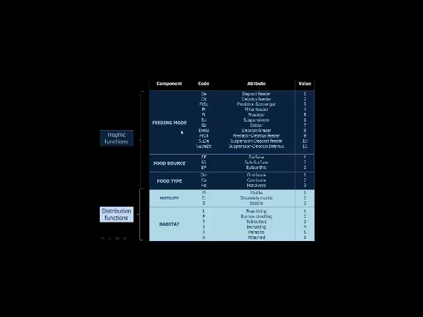In the trophic functions, I've assigned the feeding mode, like some examples: deposit feeders, detritus, and some mixed assemblages like predator, scavenger, or filter feeders. And then another related to trophic function is the food source. Where do the organisms obtain their food? It could be surface, subsurface, and also the food type. And pointing to the distribution functions, I've used how much the organism can move and the habitat that it prefers to be in.